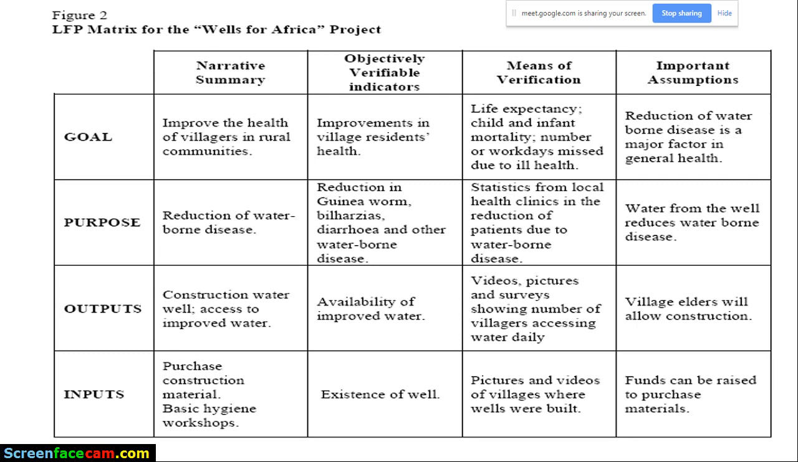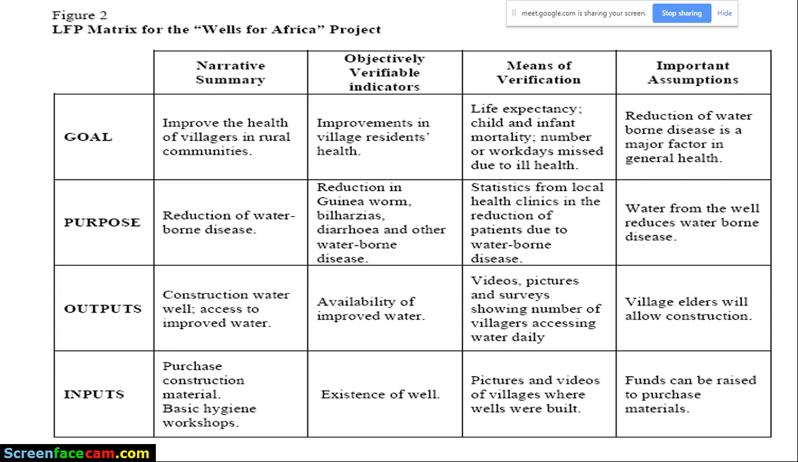So maybe I can say 80% of the people in the community are having access to quality water from the constructed wells. Let's say the baseline was that 20% of people were having access to quality water, but now it has changed to 80%. Then as a project, we can confidently say that we are moving in the right direction. Are we together?